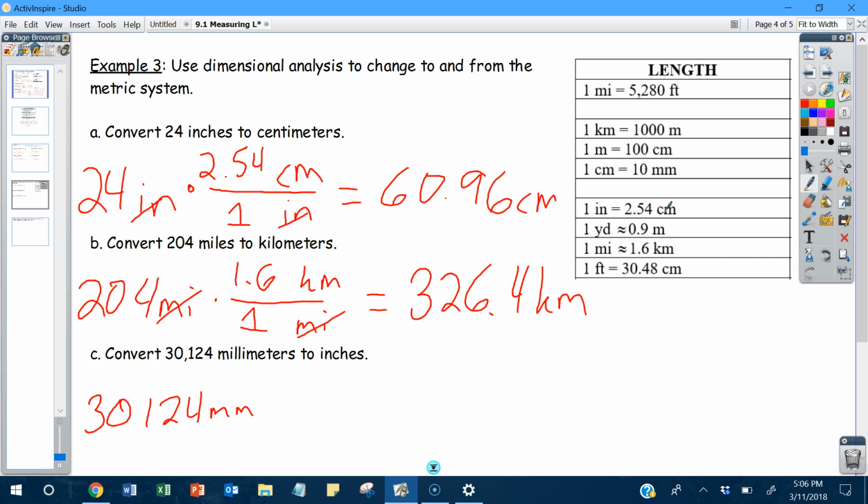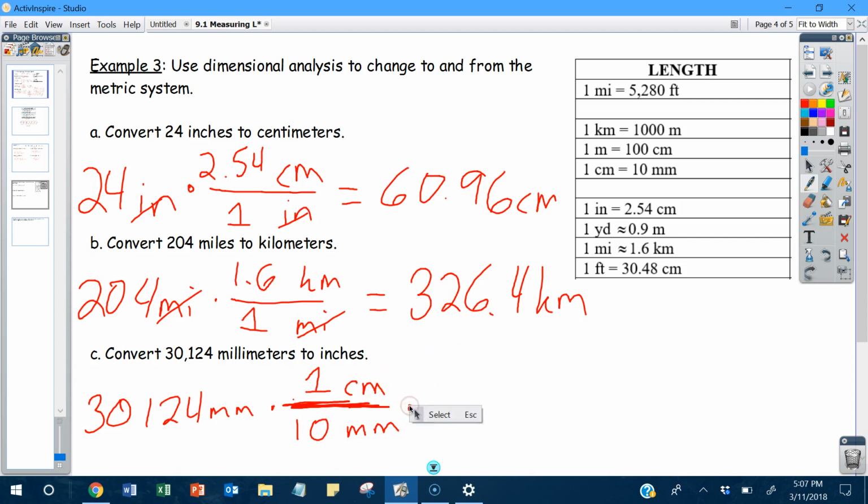But I don't have inches to millimeters. So let's convert this to centimeters first. And I guess I can do that with dimensional analysis. We haven't actually done that, but it's doable. If I want to put millimeters down here and centimeters up here, I know that 1 centimeter is equal to 10 millimeters. You divide by 10 to get to centimeters.